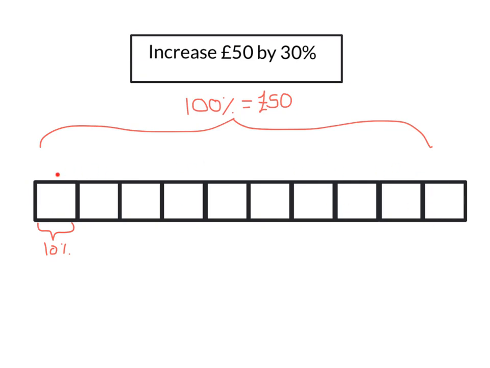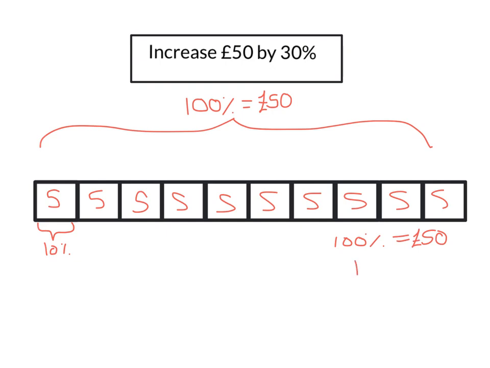So there's 10 little boxes. So let's find 10% by splitting this £50 into those 10 boxes. So 50 divided by 10, which is 5. So 100% was £50. 10% I divided by 10, and I got £5. Now I want to know what 30% is, so let's highlight 30%.